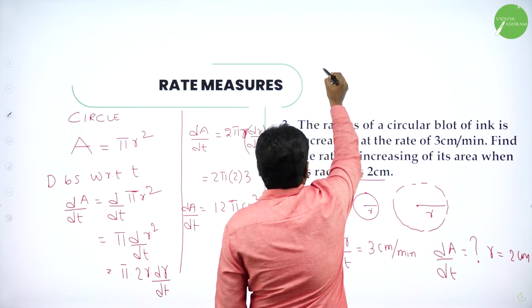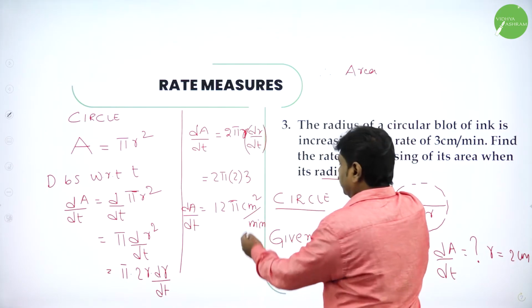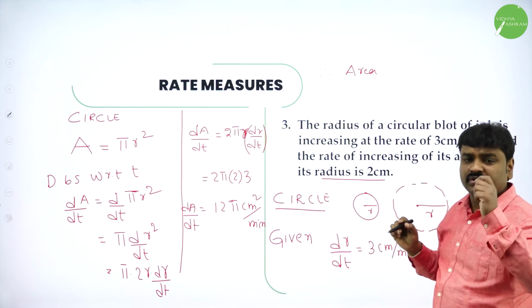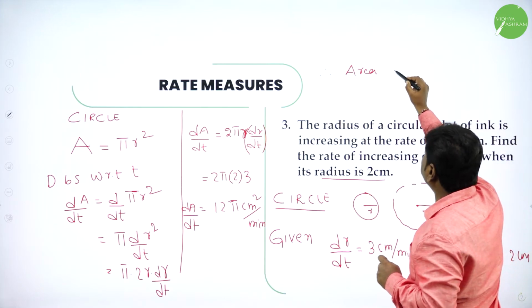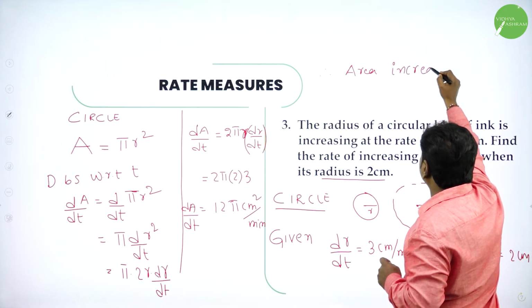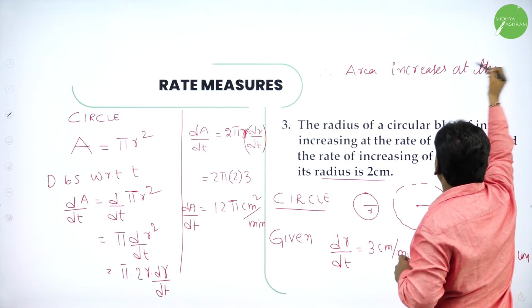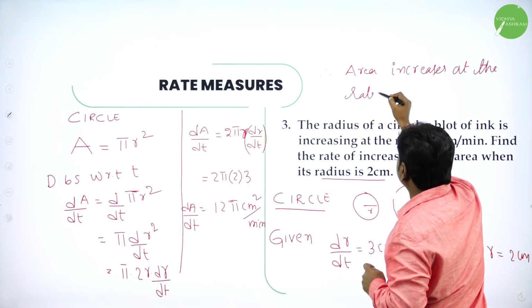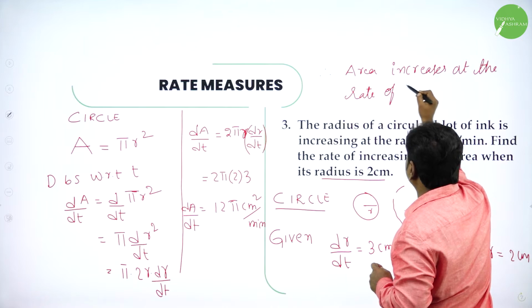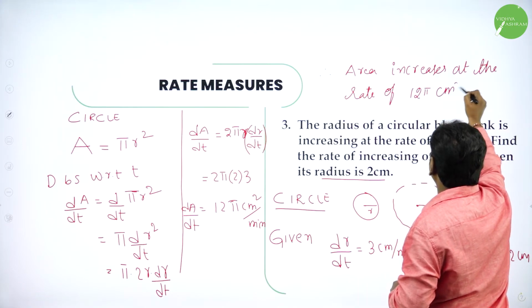So therefore, what is the conclusion? Area they want, we got the area, and we got a positive value. So what is the conclusion we'll write? Therefore, the area increases at the rate of 12 pi centimeter squared per minute.